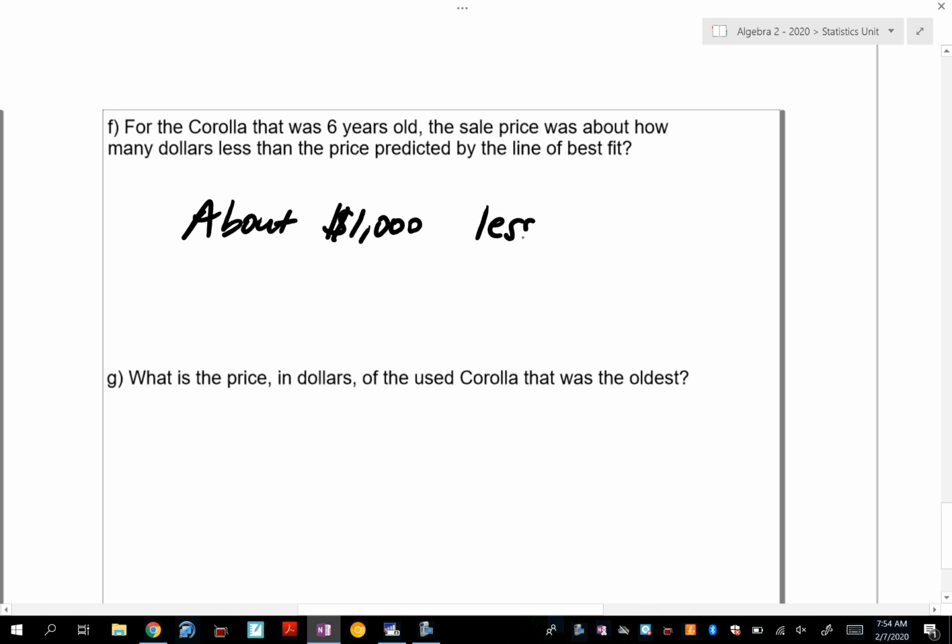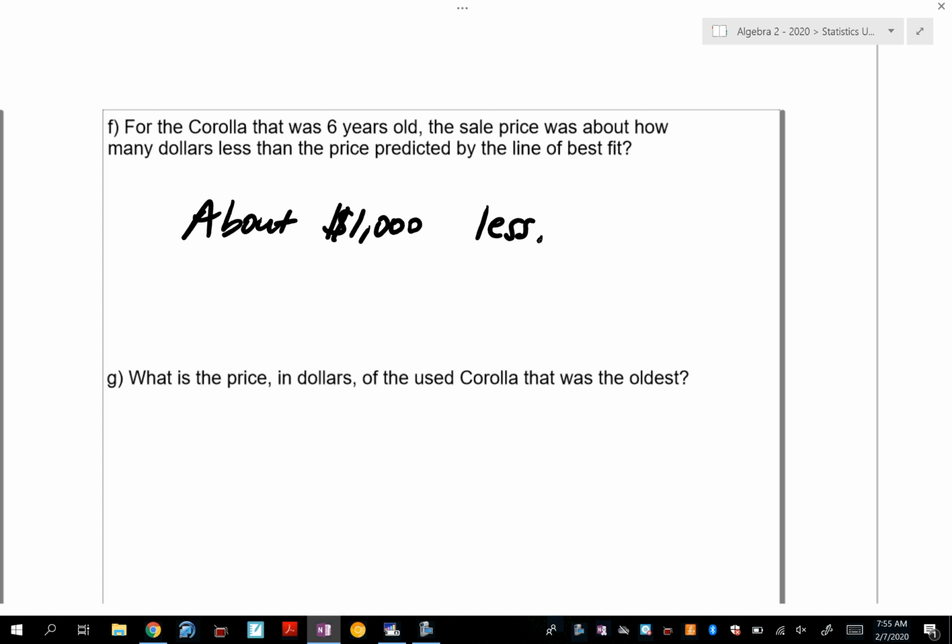$1,000 less. Okay, so basically, I don't know who sold this Corolla, but according to the model, this person who sold this Corolla lost money, right? Because according to the model, they should have been able to sell this Corolla for about $1,000 more. Okay, good. Again, according to the model. Everybody good there? Okay, the very last one, letter G.